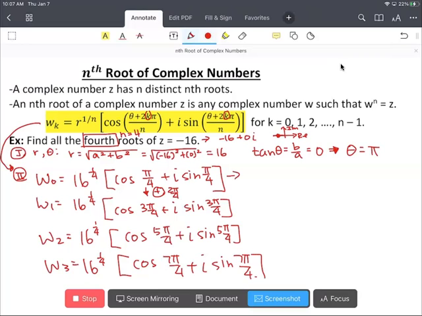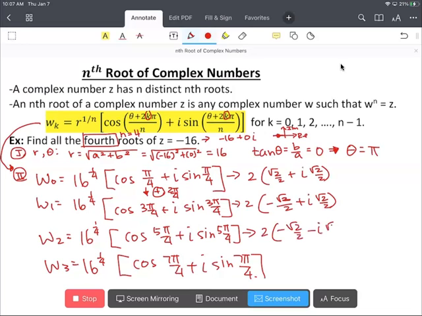Now we can simplify from here. The fourth root of 16 is 2. Cosine pi over 4 is radical 2 over 2. Sine pi over 4 is radical 2 over 2. Cosine 3 pi over 4 is negative radical 2 over 2. And so on. So we're going to just simplify. And when I distribute 2, we get radical 2 plus radical 2i. And I'm going to simplify the rest.